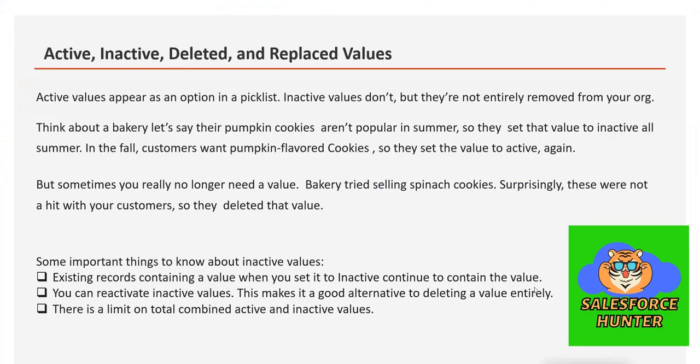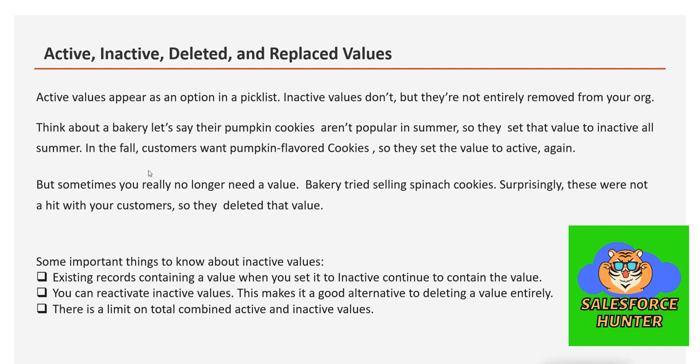So let's look at active, inactive, and deleted and replaced values. Active values remain as an option in the picklist. Inactive values don't, but they are not entirely removed, as we saw. For example, let's take a bakery. Let's say their pumpkin cookies aren't popular in summer, so they set the value to inactive all summer. In fall, customers want pumpkin flavored cookies, so they set the value to active again. That's a simple example to help you understand.